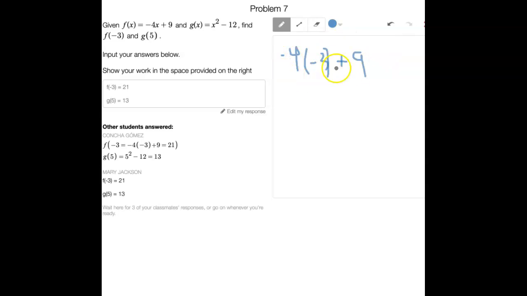I only wrote this because really this is the work. This is how you figure out what the output is. When the input's -3, you figure out the output. So -4 times -3 is +12, and 12 plus 9 is 21. So f of -3 here is 21. And then g of 5 would equal 5 squared minus 12. 5 squared is 5 times 5, 25. 25 minus 12 is 13. So g of 5 equals 13.